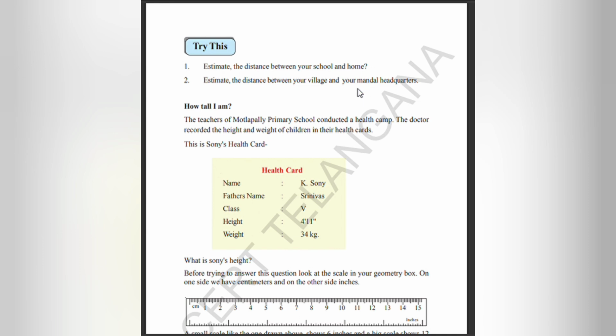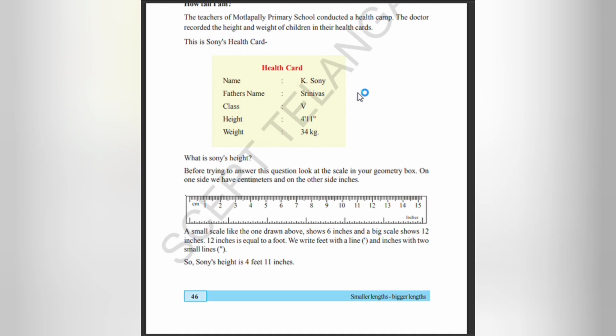How tall I am. The teacher of Matlapalli Primary School conducted a health camp. The doctor recorded the height and weight of the children in the health cards. This is Soni's card. So the health department came to the primary school in Matlapalli and conducted the health camp. What they noted is the height and weight of the children. Here is one example given. Name is K. Soni, father's name is Srinivas. Studying in class 5, height is 4'11" and weight is 34 kg.